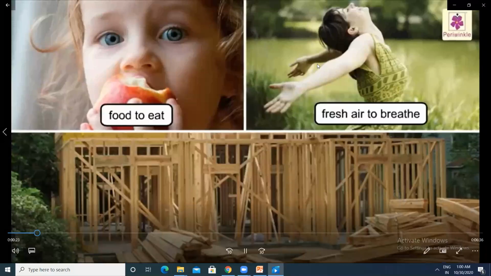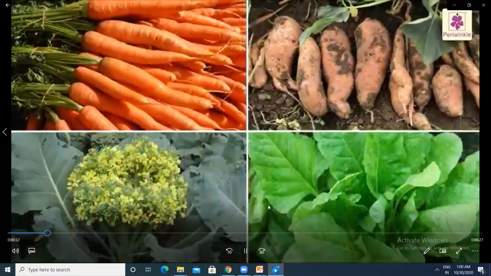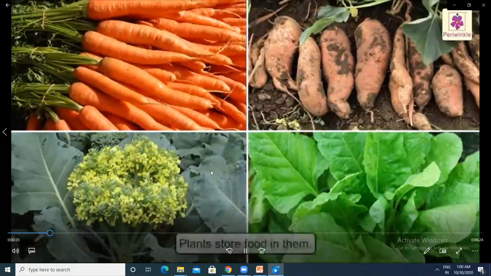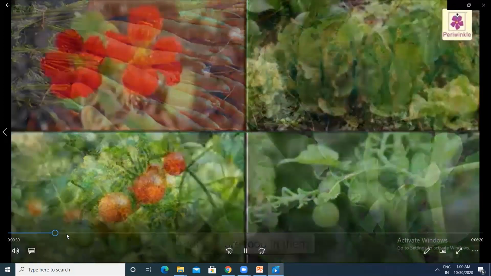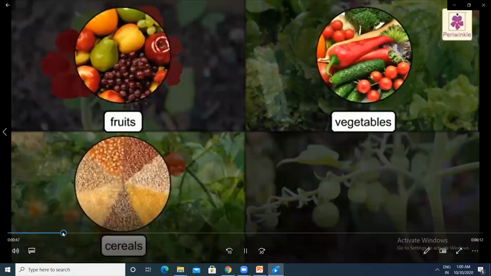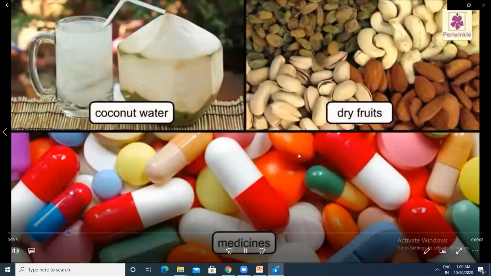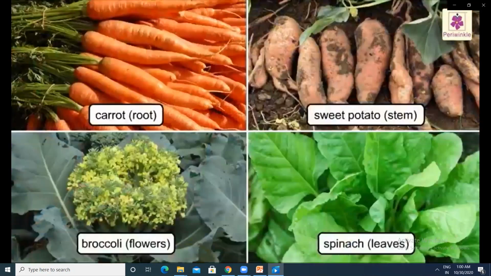Now we can divide the uses of plants: we get food to eat from plants, fresh air to breathe and wood to build houses. Now you can see that there are some plants which store food and we get food items from them. So we get fruits, vegetables, medicine, all things from the plants. Correct.